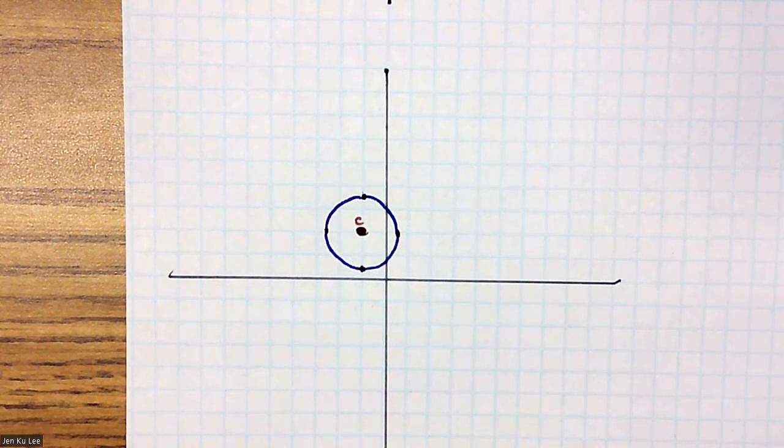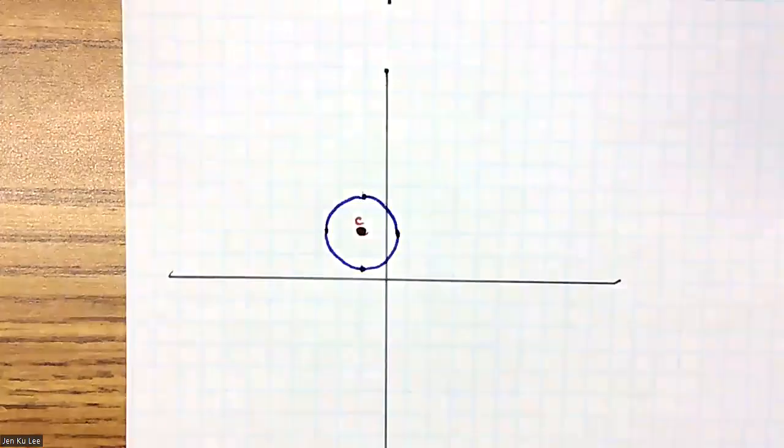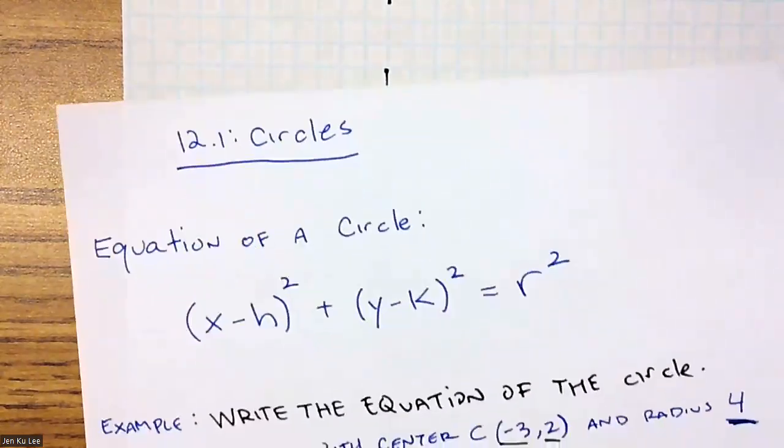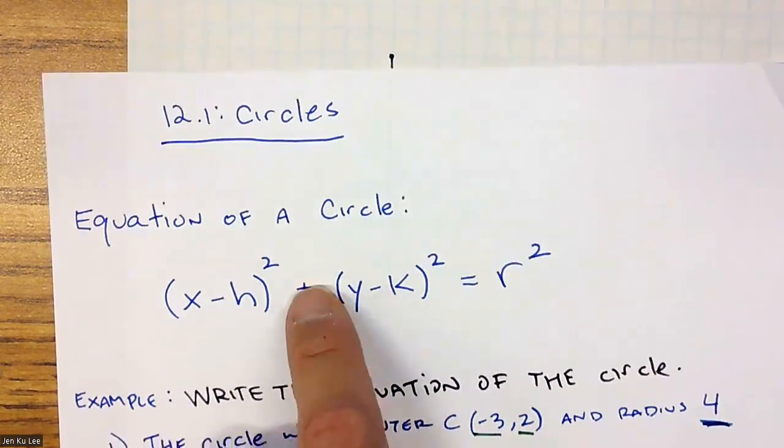All right? And that's the lesson for today, class. It's 12.1 on circles. This is the equation.